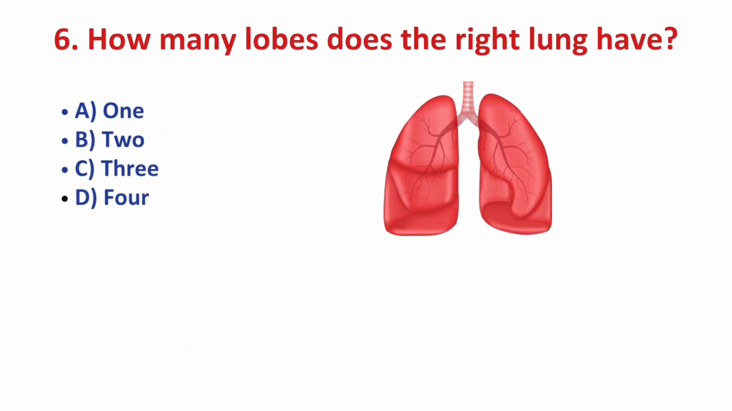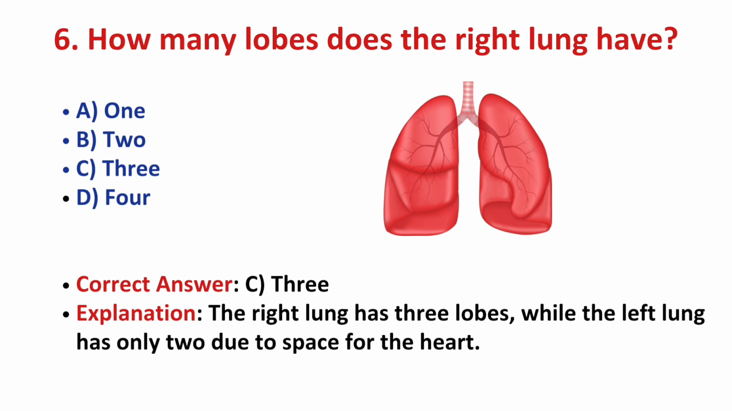Question number 6. How many lobes does the right lung have? Options are 1, 2, 3 and 4. And the correct answer is option C, 3. The right lung has 3 lobes while the left lung has only 2 due to the space for the heart. So the correct answer is option C. There are 3 lobes in a right lung.